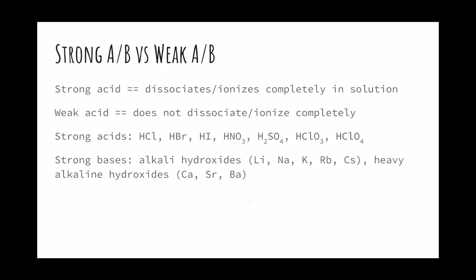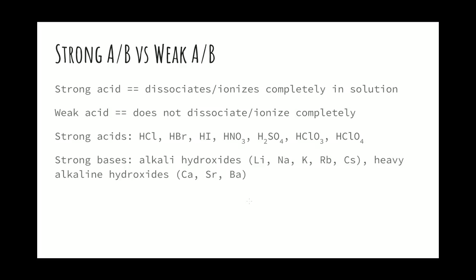Strong bases, the ones that reliably produce 100% of their hydroxides in solution, are first off the alkali hydroxides, that first column on the periodic table. They are nice and perfectly soluble in water, so the basic versions, the hydroxides, are also perfectly soluble in water, and they dissociate perfectly as well. The heavy alkaline hydroxides, calcium, strontium, and barium, are also strong bases, but magnesium and beryllium are not.